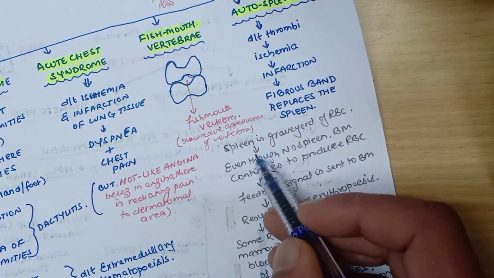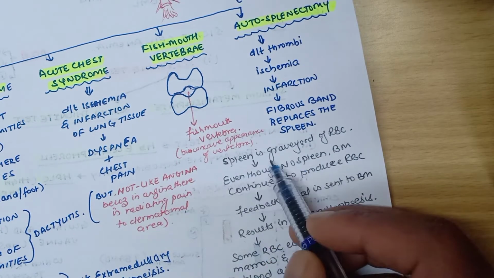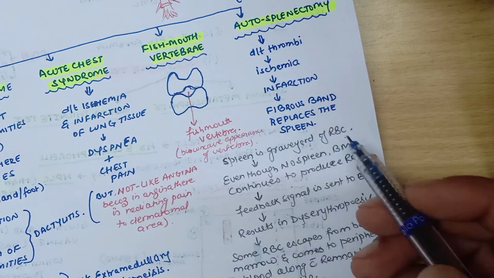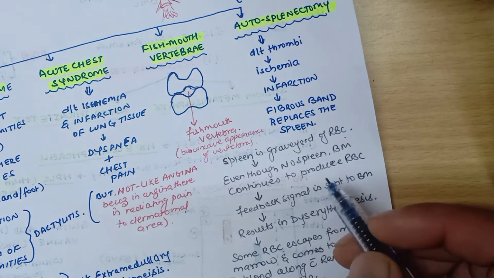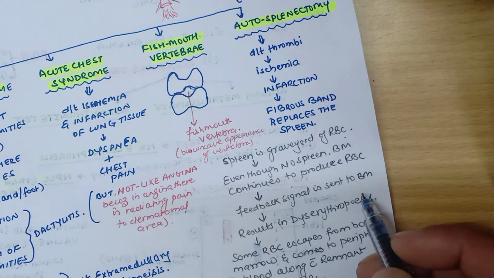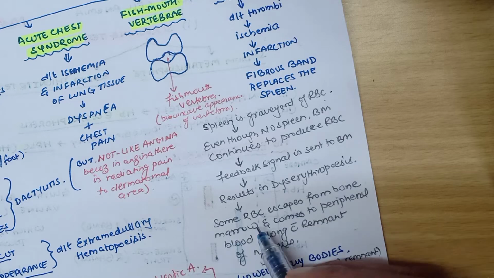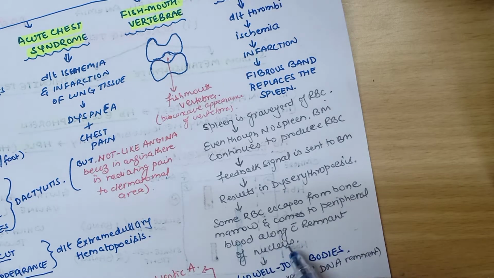So the spleen is the graveyard of RBC. Even though there is no spleen, bone marrow will continue to produce RBC. So it will send a feedback signal to the bone marrow. This will result in dyserythropoiesis. Some RBC will escape from the bone marrow and come to the peripheral blood along with a remnant of nucleus.